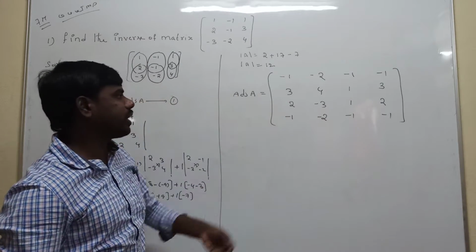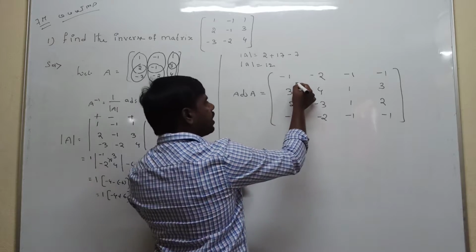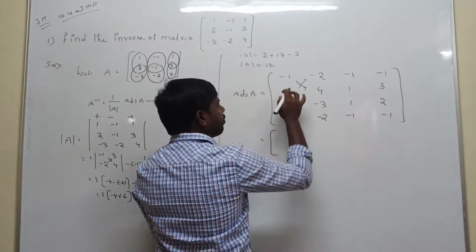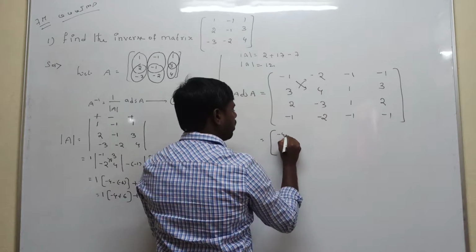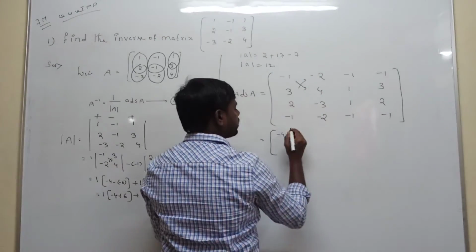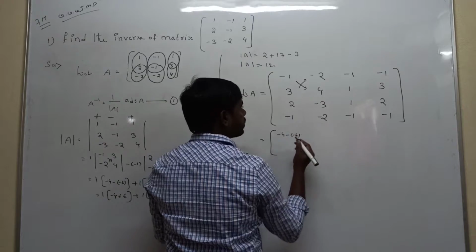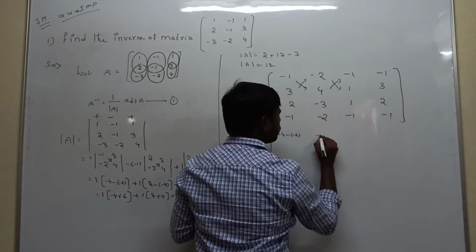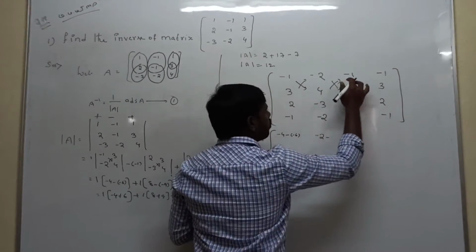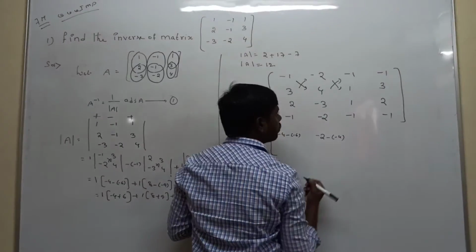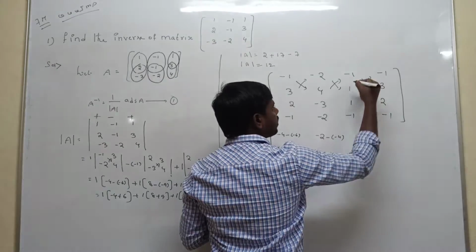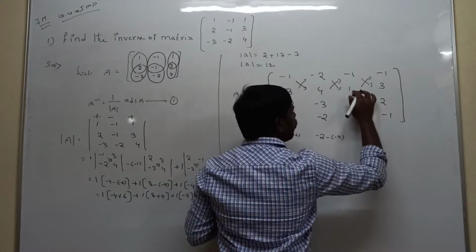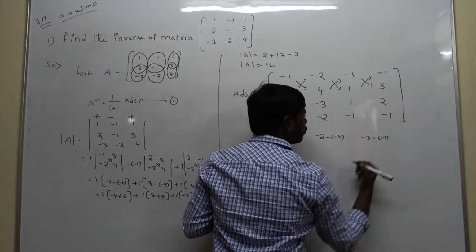After that, how to calculate the adjoint of this? Here we apply the cross multiplication method. Minus 1 into 4 is minus 4, minus 3 into minus 2 is minus 6. Next, the cross multiplication method: minus 2 into 1 is minus 2, minus 4 into minus 1 is minus 4. Next, apply the cross multiplication method. Minus 1 into 3 is minus 3, minus 1 into minus 1 is minus 1.